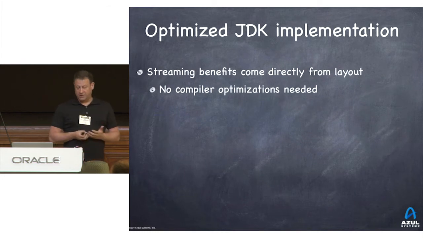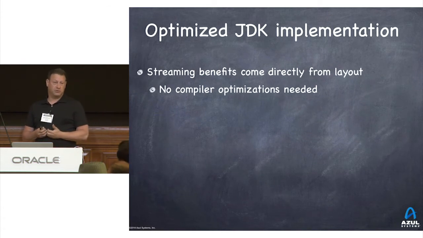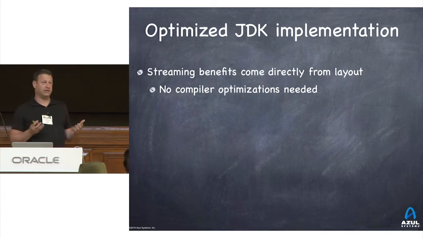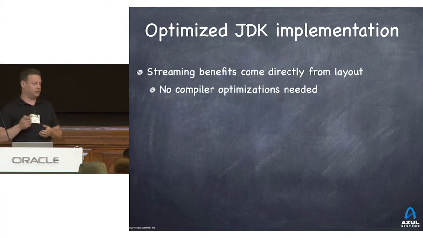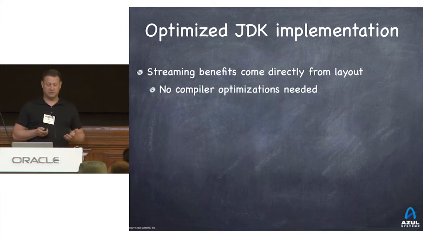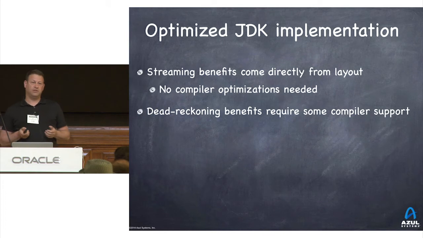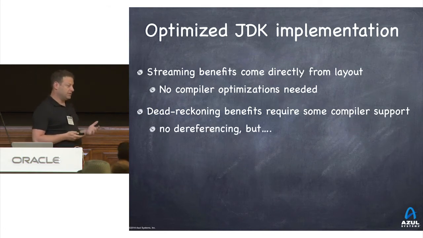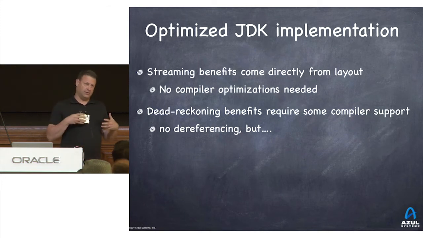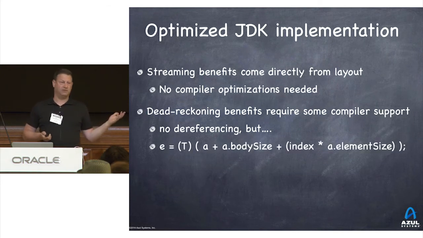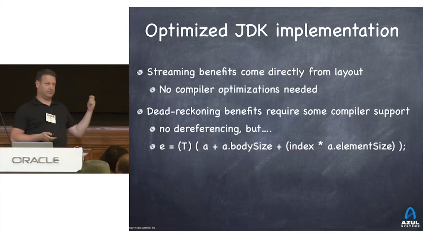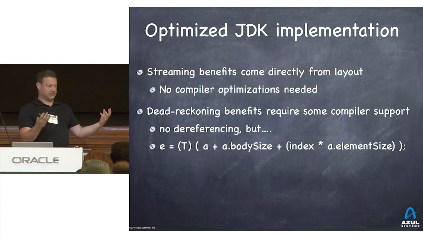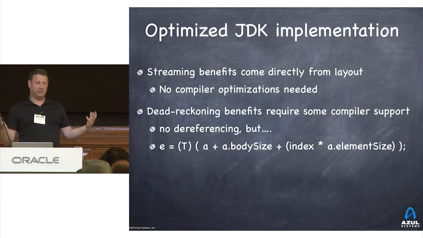More on the implementations, the streaming quality and the streaming speed comes for free just from layout, right? It will be flat. If you stream through it, it'll be in the right order and addresses, so you don't need any optimizations for that. The dead reckoning parts do need some optimization support, some compiler support. And the reason for that is that while we can avoid dereferencing, we don't actually go through the referencing pointer, this is roughly what the address calculation looks like. We take the array, we add the array body size, then we multiply the index by the element size.